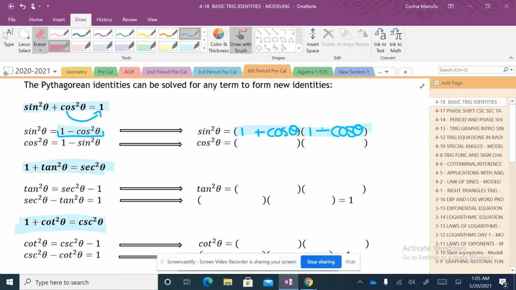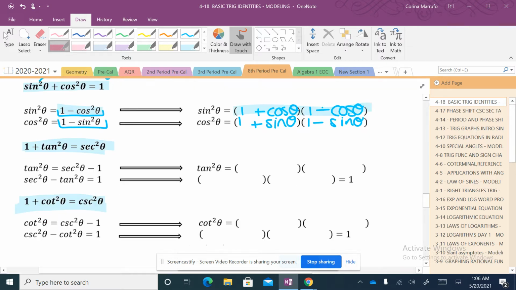Okay, now what if we're trying to get the cosine of theta by itself? So then instead of moving over the cosine of theta to the other side, we would move the sine of theta to this other side by subtracting, and we get 1 minus sine squared of theta. If we rewrite that or we factor that, that'll be 1 plus sine of theta, 1 minus sine of theta. Okay. We're going to do the same thing for our other identities.